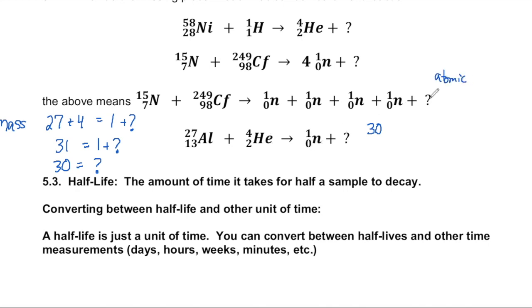For the atomic numbers in that example, we have 13 plus 2 on the left being equal to 0 plus question mark on the right. So that means our question mark must be 15. We'll put that over here. You can always do a double check. 27 plus 4 is 31. 1 plus 30 is 31. That matches. 13 plus 2 is 15. 0 plus 15 is 15, so that matches. And then we'll find our element on the periodic table. It is phosphorus. And so phosphorus 30 is the missing piece in that bombardment reaction.